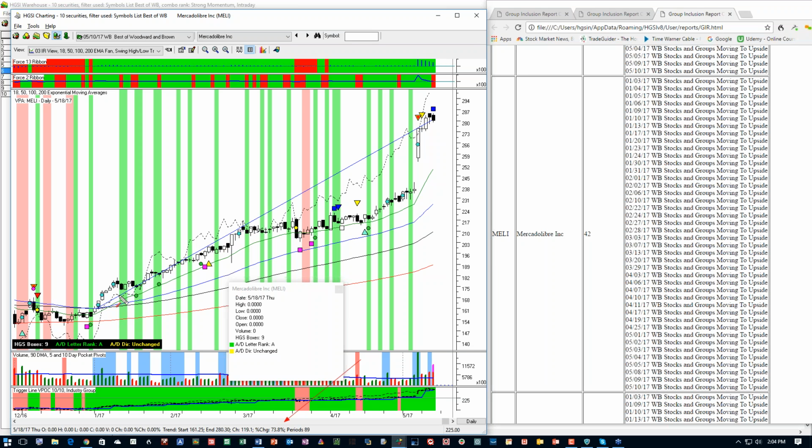And after the fan got in place, it had a little hiccup down here, pulled back to the 18. Notice how this 18, in this instance, provided support for it. And it really never did close below the 18 again, I don't believe. And this must have been the recent earnings. So once again, tremendous move in one of the 4 smart groups that I'm talking about today.